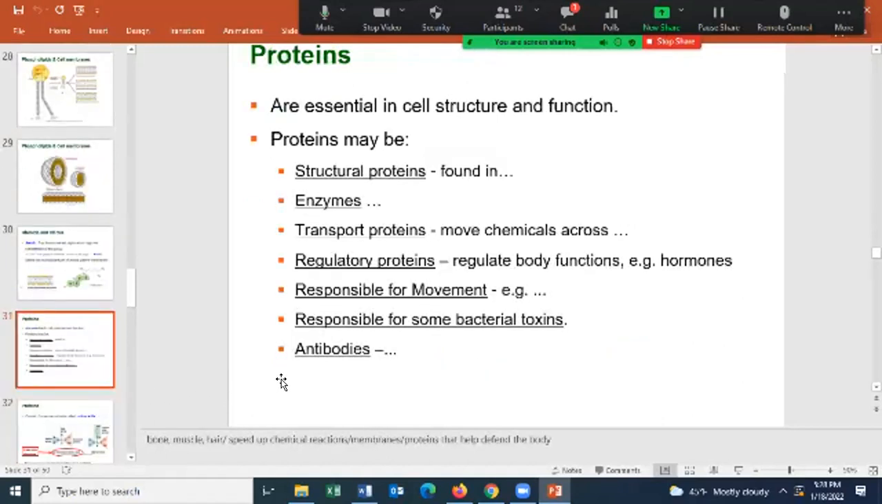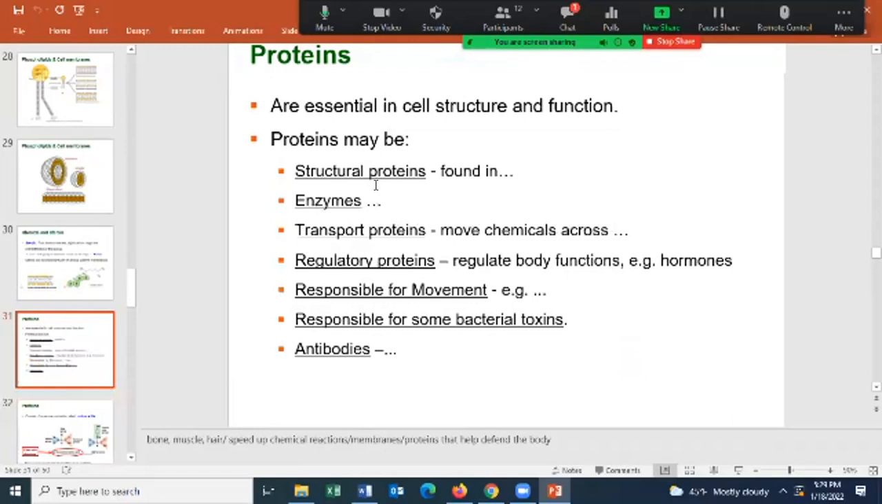All right, let's move on to proteins. Proteins are essential in cell structure and function. Proteins have a lot of diverse functions and structural roles in cells.